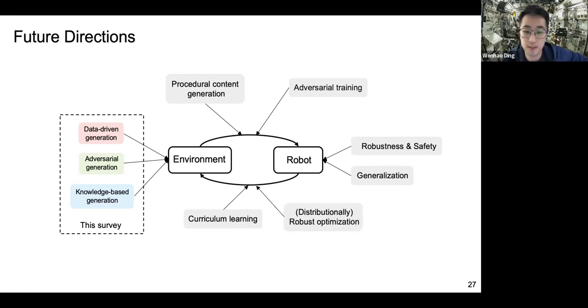Another very large field is called robust optimization. It's also about how to use those generated scenarios. In this survey, we only care about the generation part, but definitely how to use them is important, and robust optimization could be one way to consider the distribution of the generated scenarios and then use them to help improve the robustness.